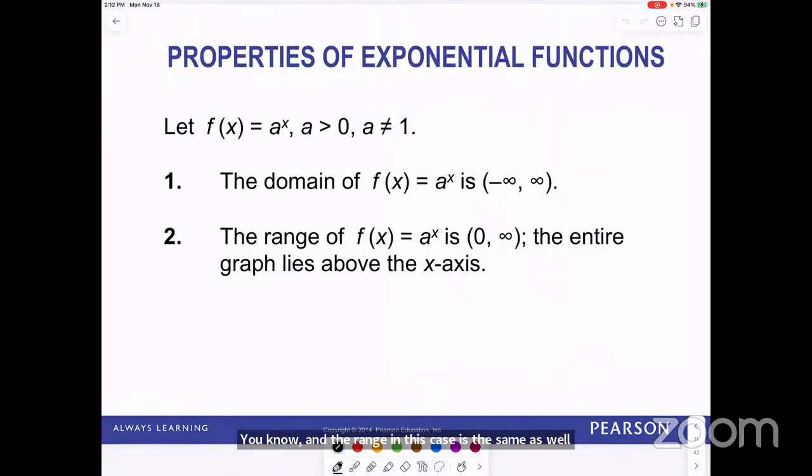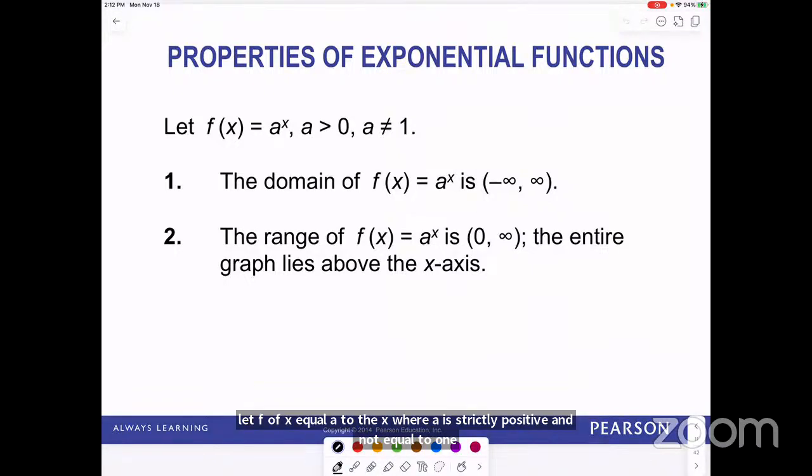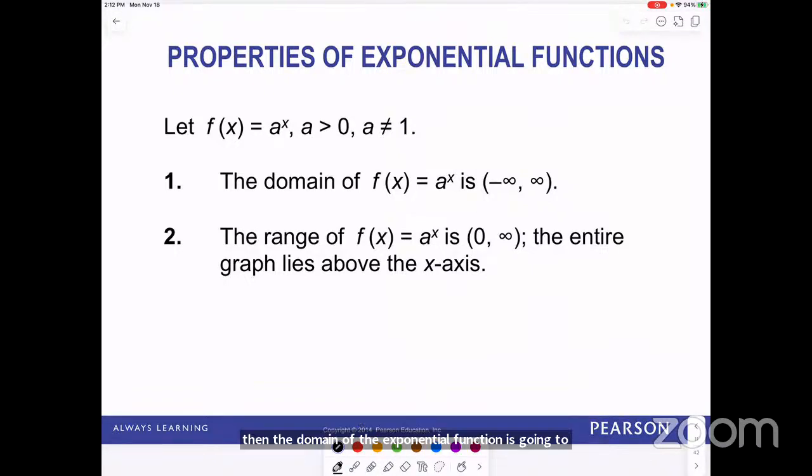Okay, so now we have a slightly more formal articulation of some properties of exponential functions. So let f of x equal a to the x, where a is strictly positive and not equal to 1. Then the domain of the exponential function is going to be all reals. The range of the exponential function is going to be the open interval from 0 to infinity. Again, we use parentheses on the 0 because we get infinitesimally close to 0, but we don't actually reach the 0. The entire graph of the exponential function lies above the x-axis. Again, the x-axis serves as a horizontal asymptote.